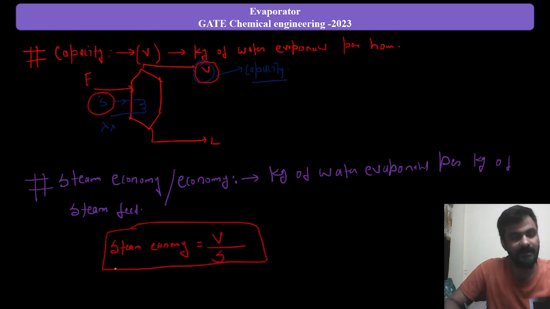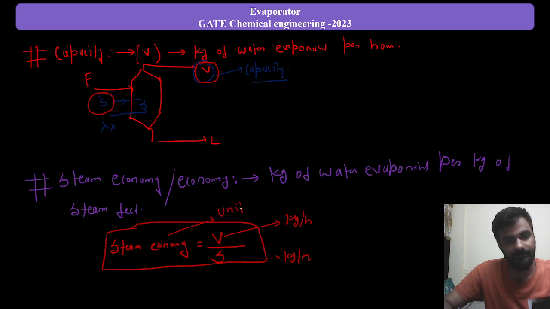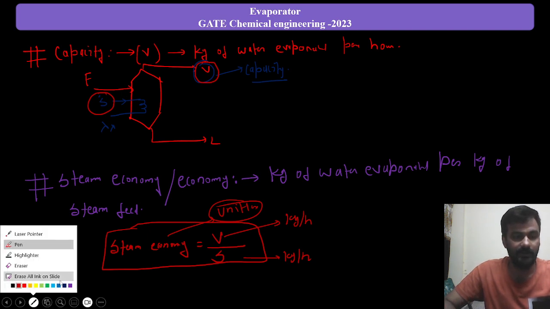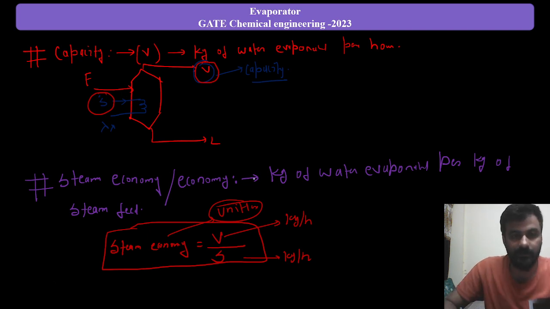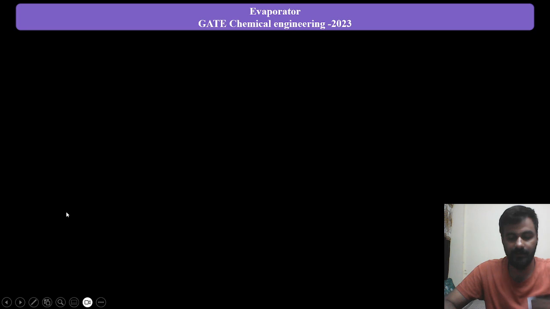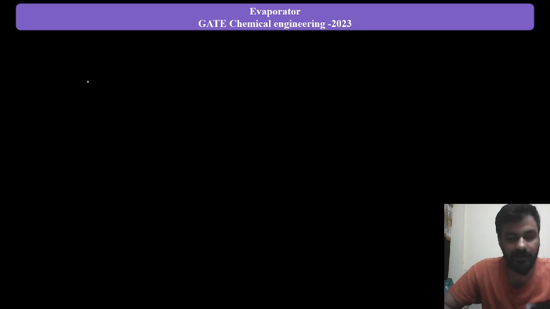So this is as simple as that. That is the steam economy. So here it will also be in kg per hour, if I am assuming the unit. But the unit of steam economy is unitless, right? So it will be unitless. Hope you all get to understand the concept regarding the steam economy and the evaporator capacity.